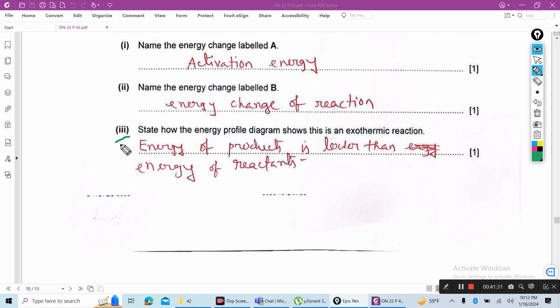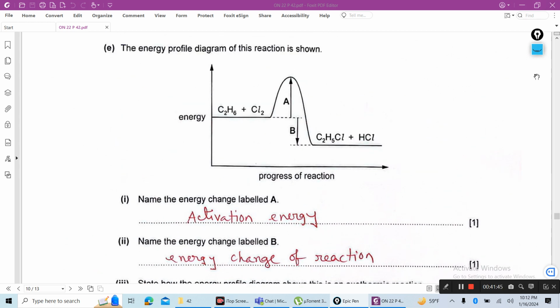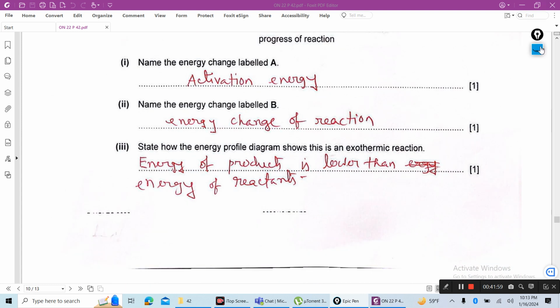Energy change of reaction, or enthalpy change of reaction. Number 3, state how the energy profile diagram shows this is an exothermic reaction. You see, start from energy. Product has less energy than the reactants. Product has lower energy than the reactants. So the energy of product is lower than the energy of reactant. It shows that this reaction is an exothermic reaction. Energy of product is less than reactants.